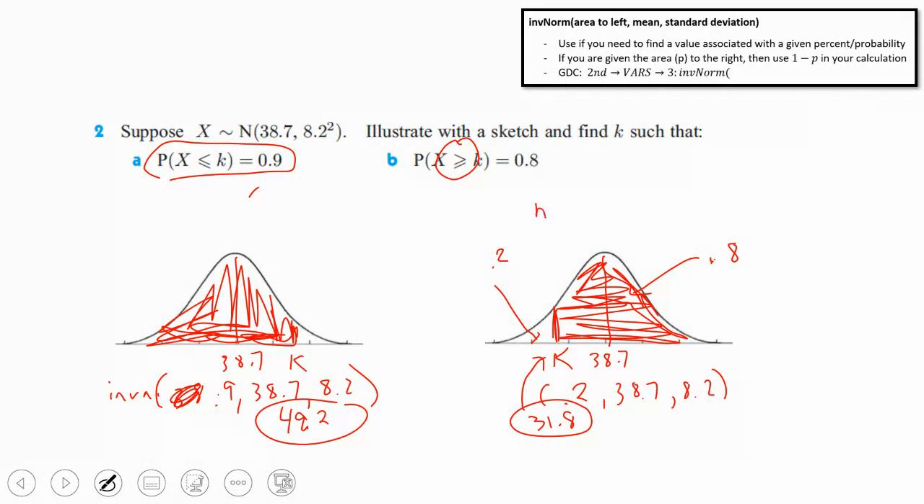If you want to check it, you would do normal CDF, negative infinity to 31.8. Put in your mean and standard deviation, and you should get 0.2. Or you could do normal CDF and go from 31.8 to positive infinity, and that would give you 0.8.